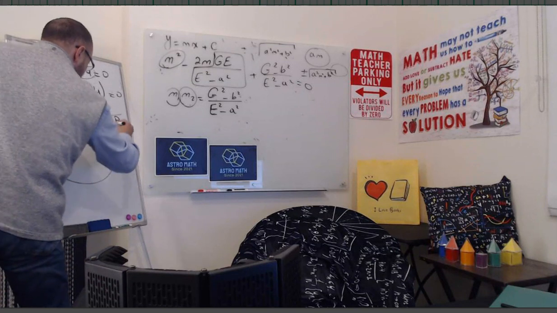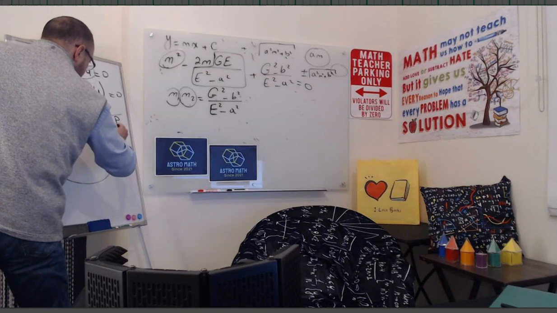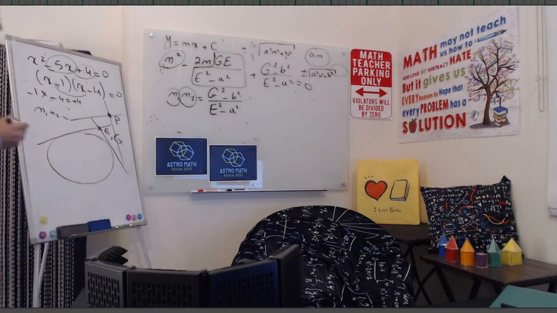I apologize, James. Okay, this is your E and G, okay? This is your E and G.